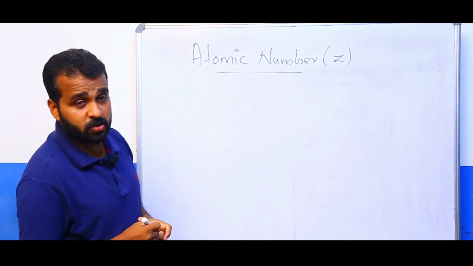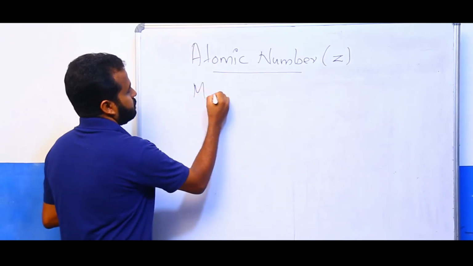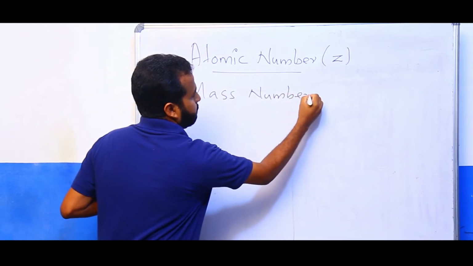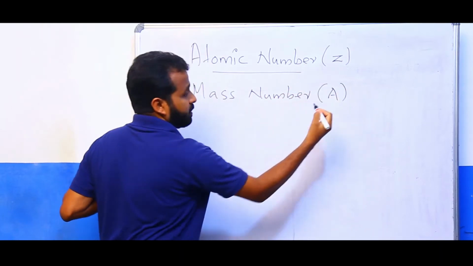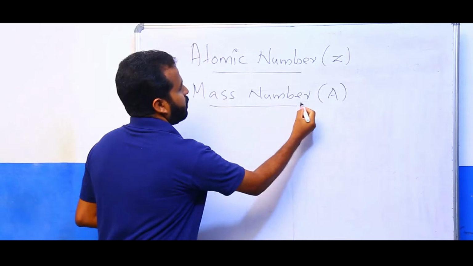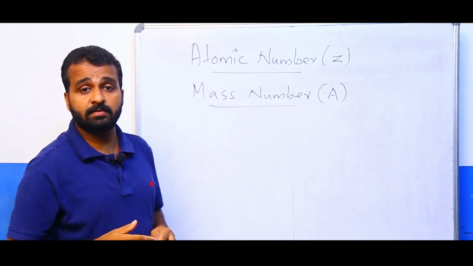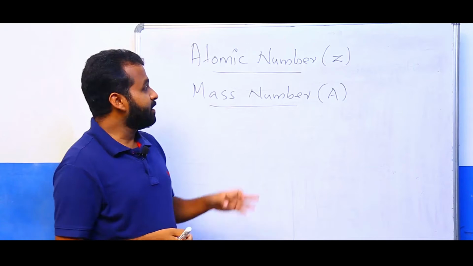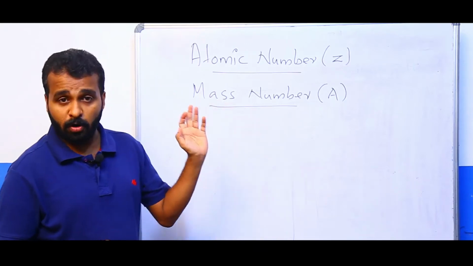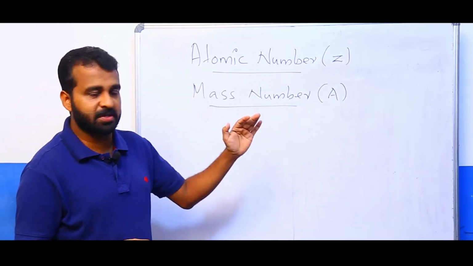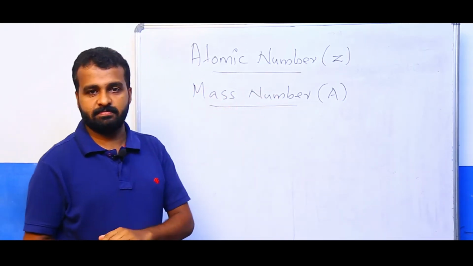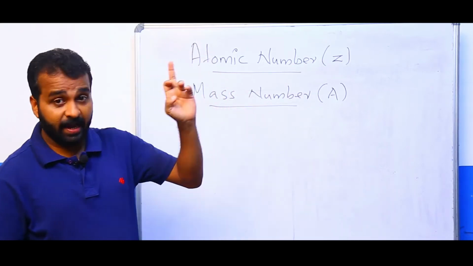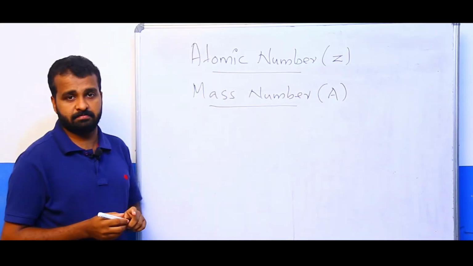The next term is mass number, represented by the letter A. What is mass number? Good. Mass number is the total number of protons and neutrons present in an atom. Mass number is the total number of protons and neutrons present in an atom.